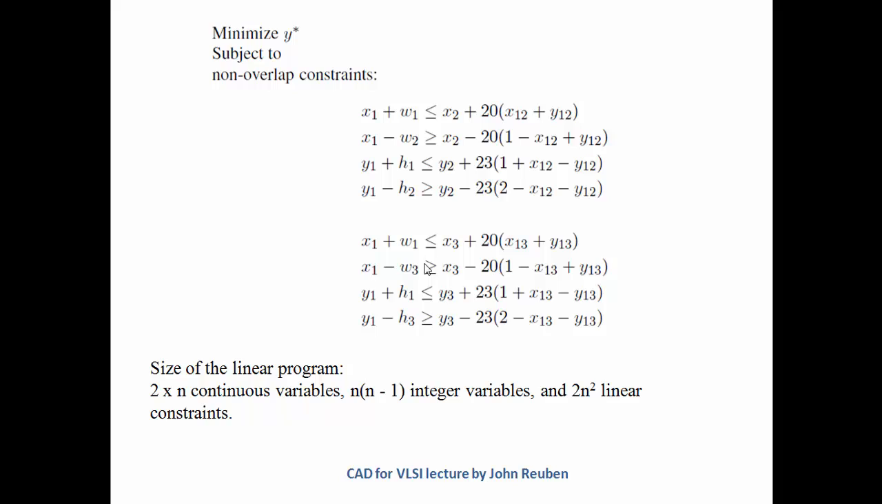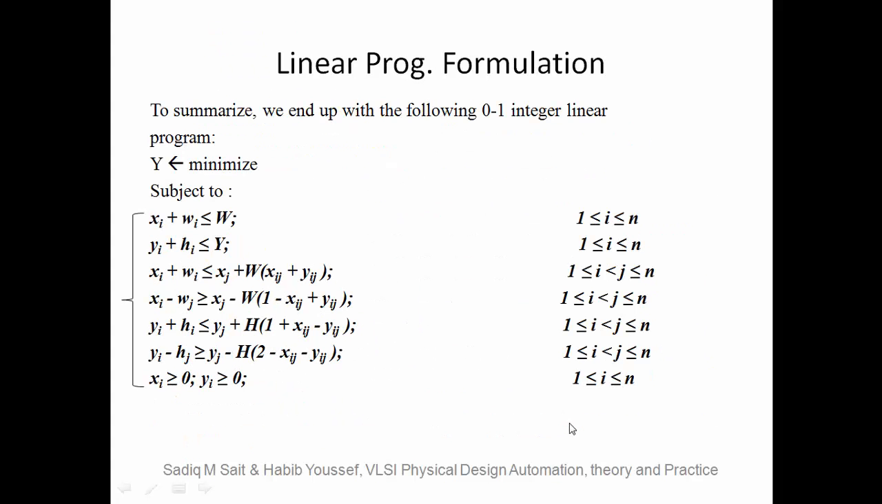So we have n into n minus 1, 4 into 3. So we have n into n minus 1 integer variables. And how many linear constraints are you going to have? You're going to have 2n square linear constraints. Now how do you get that number? You have to come back to this set.